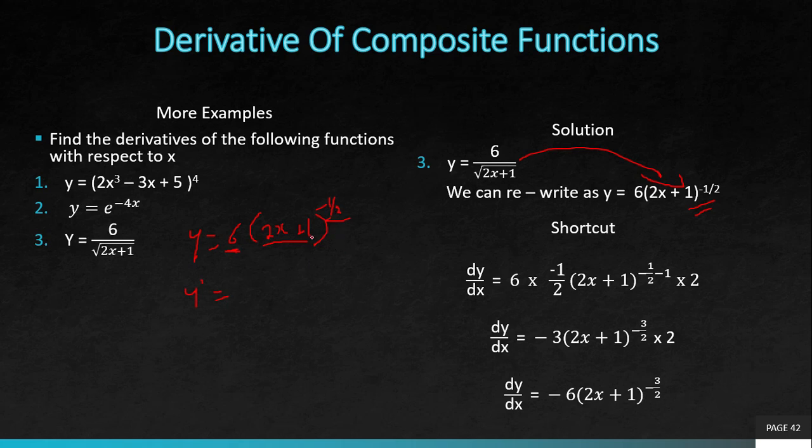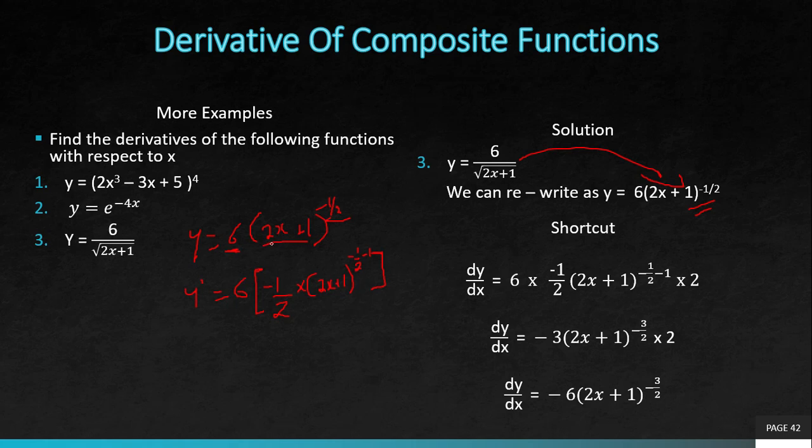So we have to deal with the outermost function first. And for the outermost function, we bring out our constant 6. Then the power, minus 1 over 2, we multiply by our base. So we have minus 1 over 2 times our base, which is 2x plus 1. Then we subtract 1 from our power. That's minus 1 over 2 minus 1. So we've differentiated the outermost function.